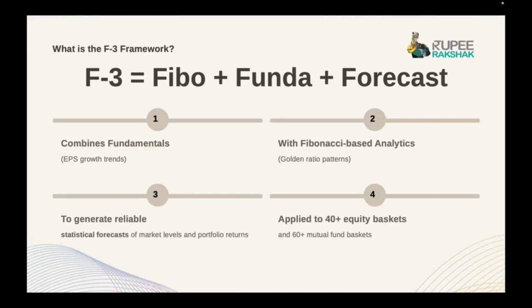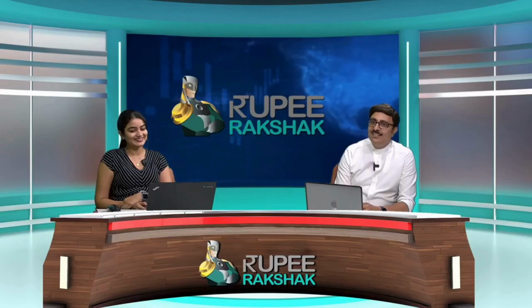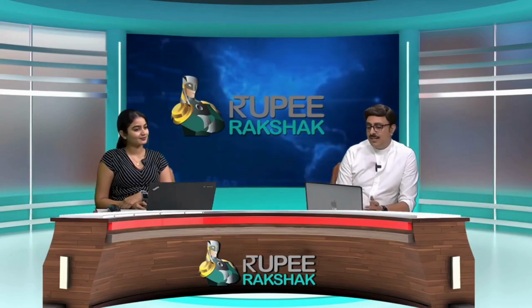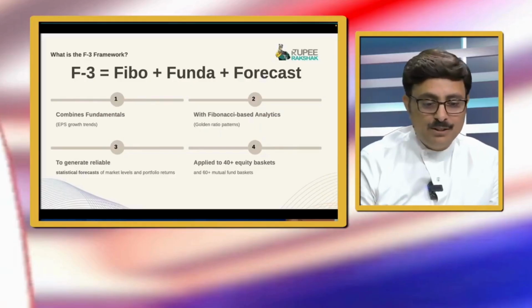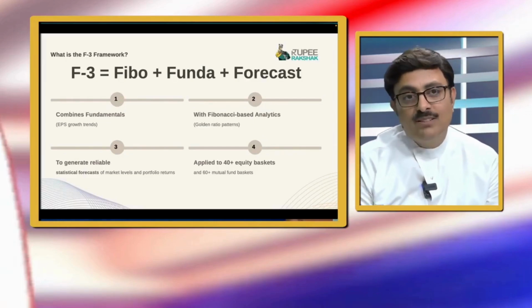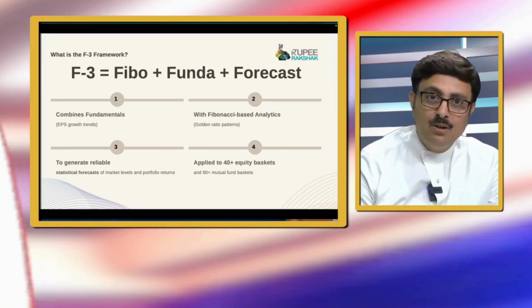For realistic returns, you have to combine both. When I say return prediction, it is not for 1 week or 1 day or 1 hour, this is for 1 year plus, 1 year, 3 years, 5 years. So it is for the long term. Predicting long term returns is based on one fundamental factor, the earnings per share, and then technical analysis parameters, the Fibonacci levels, also called the golden ratio. This F3 framework we are going to apply to all the 40 plus equity baskets as well as 60 plus mutual fund baskets, including a mix of some debt baskets.